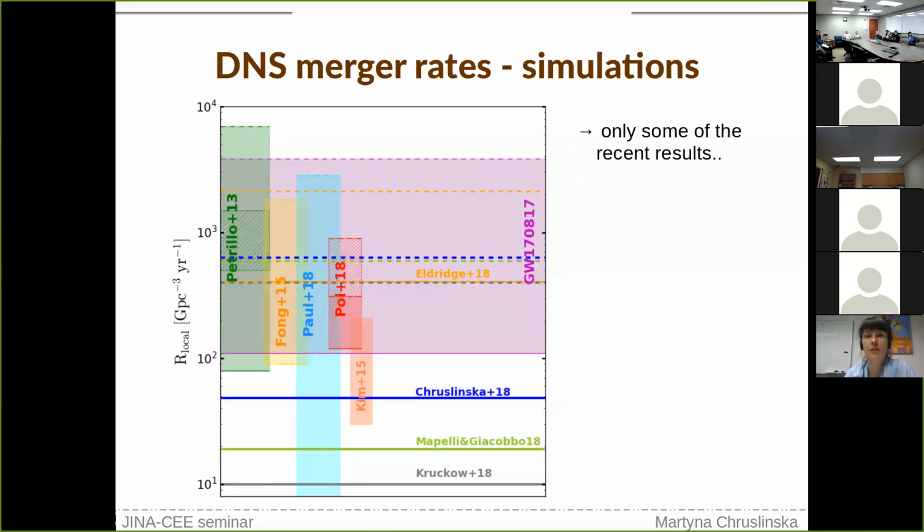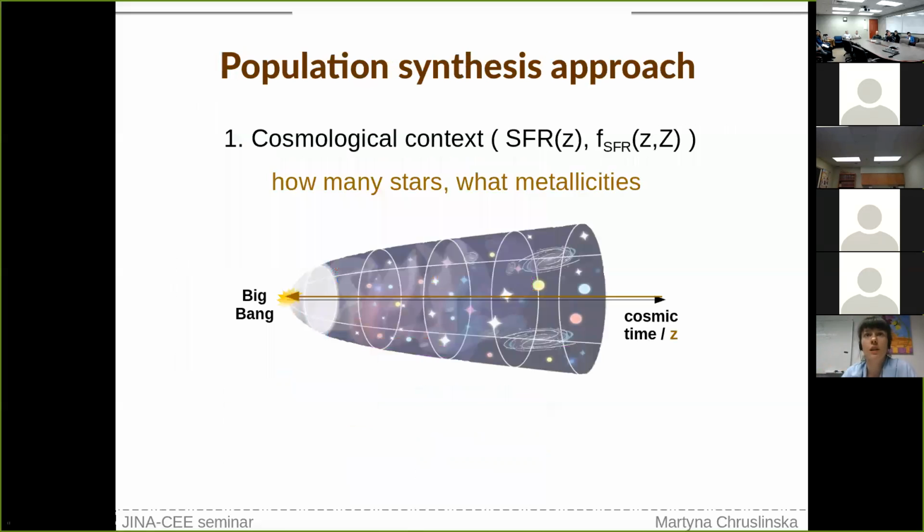So there are solid lines which mark results from most standard models, and the dashed lines show you the most optimistic values obtained in different studies. But the thing that I want you to take from this figure now is that those theoretical estimates also cover a pretty wide range in local merger rates. So to understand why, let me spend a couple of slides now explaining the methods, so how we calculate those rates.